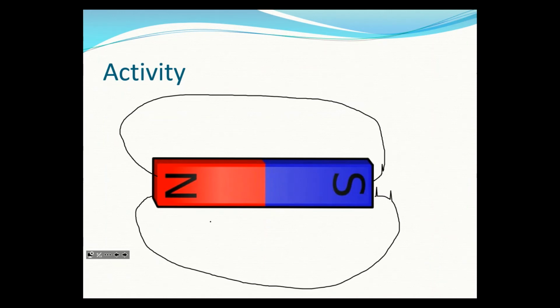So it follows that pattern, and it always is trying to go away from the north and towards the south, but following this loop sort of pattern, right? Same thing on the bottom, away from the north and towards the south. So this is the direction that a magnetic field is around a bar magnet.